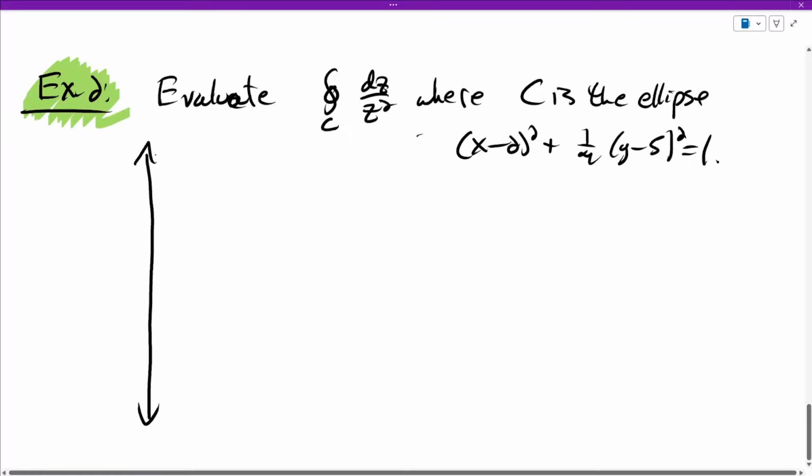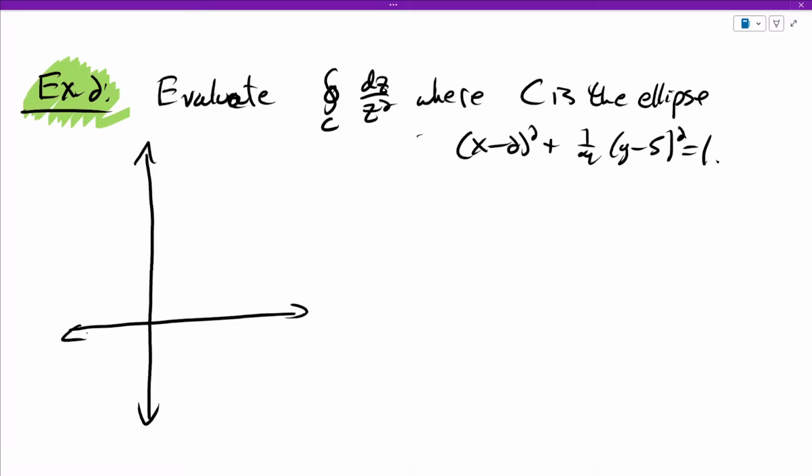Well, the x coordinate of the center is at 2. Sort of the middle of the ellipse is at 2. And the y coordinate of the center is at 5. So 1, 2, 1, 2, 3, 4, 5. This is not like a focus or anything. That's where the major and minor axis meet.